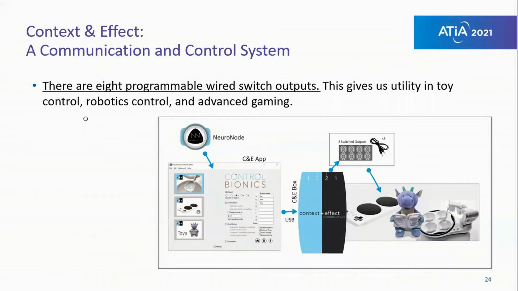And it's just a stop and a summary here. The context and effect really is a communication and control system, but with an emphasis on the control part of it. And you have 8 programmable wired switch outputs on the end panel. And that gives you a lot of leverage to control toys, robots, and especially gaming where you need multiple controls. And you notice that from the golf game, for instance, you could play the entire game with 6 controls. With a beginner's version of pinball, you can play all of it with 3 controls, of course, leveraged with a single NeuroNode activation.